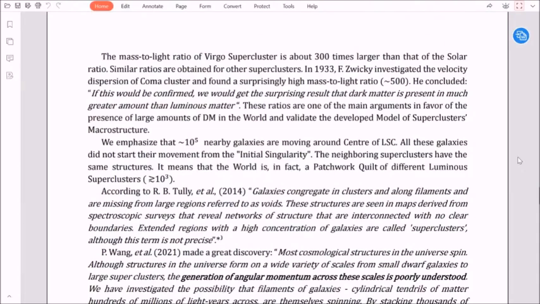According to Turing et al., galaxies congregate in clusters and along filaments and are missing from large regions referred to as voids. These structures are seen in maps derived from spectroscopic surveys that reveal networks of structure that are interconnected with no clear boundaries. Extended regions with a high concentration of galaxies are called superclusters, although this term is not precise.